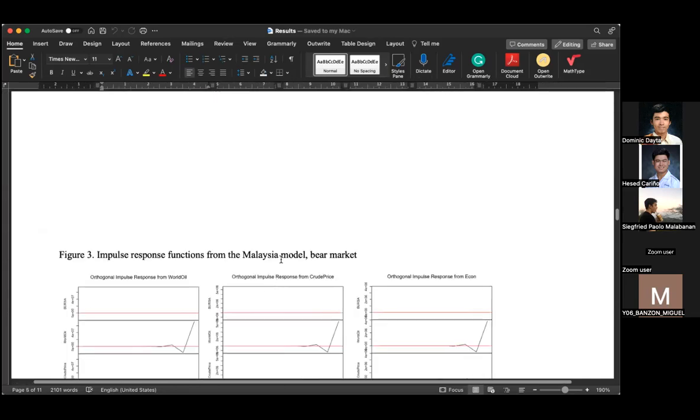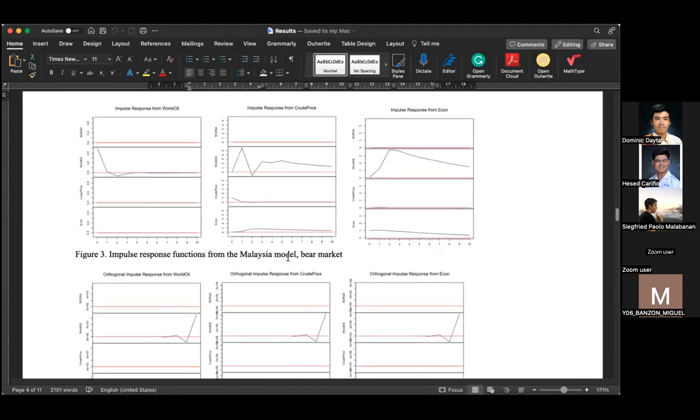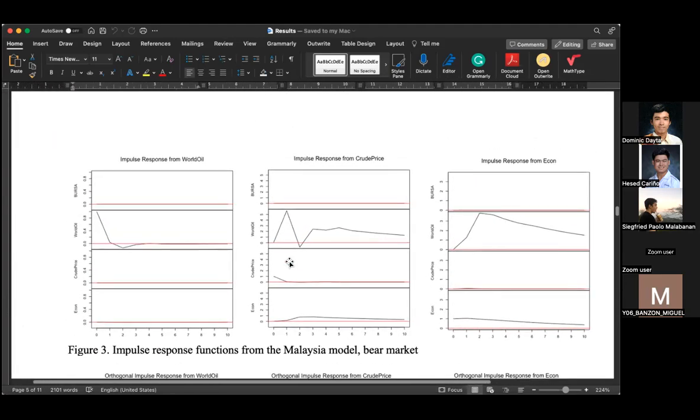Now, ito yung impulse response functions natin. So, impulse response functions is essentially telling us, kapag ba nagkaroon ng shock from world oil, crude price, or econ, may makikita ba tayo impact on each of these variables? So, in this case, si Bursa, mapansin nyo, wala siyang movement. And this is interesting kasi ibig sabihin, even though may nakita tayong significant na effect ni world oil production, it seems like in terms of the volatility in the Malaysian index, it's not enough to be counted as a shock pagdating sa impulse response functions.